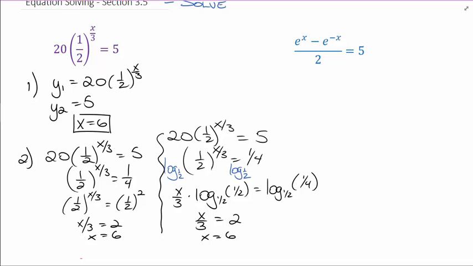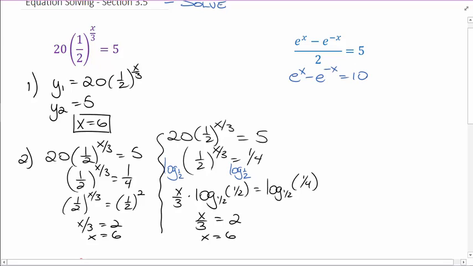This second equation is going to push our algebra skills. To solve, I'm going to multiply the 2 over to get rid of the denominator. I now am going to multiply every single term by e to the x. And the reason I'm going to do that is to remove the e to the negative x. E to the x times e to the x will give me e to the x squared.